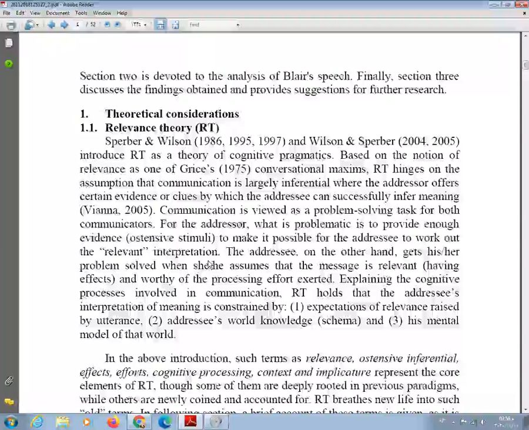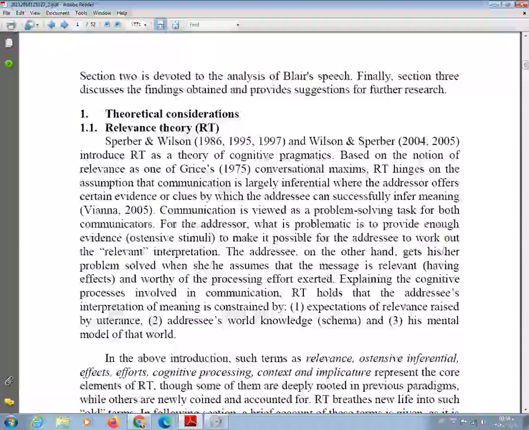Okay, the addressee, the recipient, on the other hand, gets his or her problem solved when he or she assumes that the message is relevant and worthy of the processing effort exerted. Okay, so the recipients think that this must be relevant or should be relevant, and we should exert processing effort in order to figure out meaning or work out meaning, and so on.